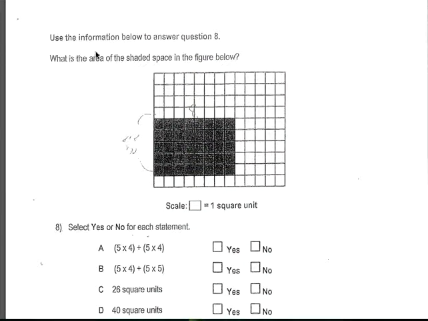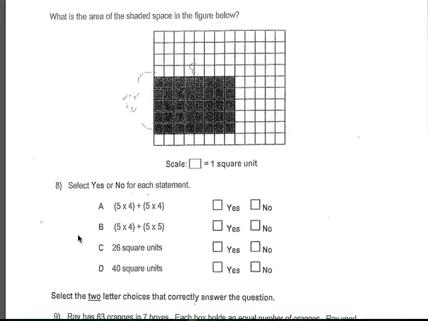We're going to use the information below to answer the question. What is the area of the shaded space in the figure below? What is the area of the shaded space in the figure below? For every rectangle, it equals 1 square unit. So we're going to select yes or no for each statement.